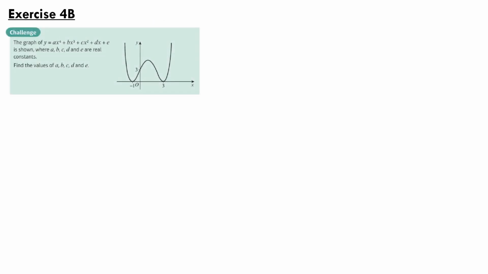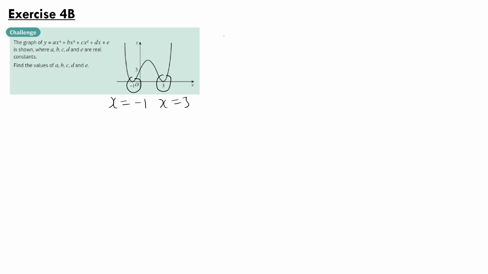Okay, our first question from exercise 4B. The graph of y equals ax to the power of 4 plus bx cubed plus cx squared plus dx plus e is shown, where a, b, c, d and e are real constants. Find the values of a, b, c, d and e. So the first thing we could note is that we have two repeated real roots at x equals -1 and x equals 3.